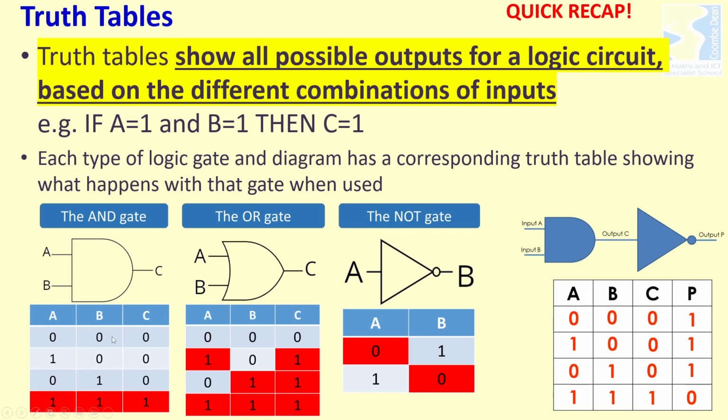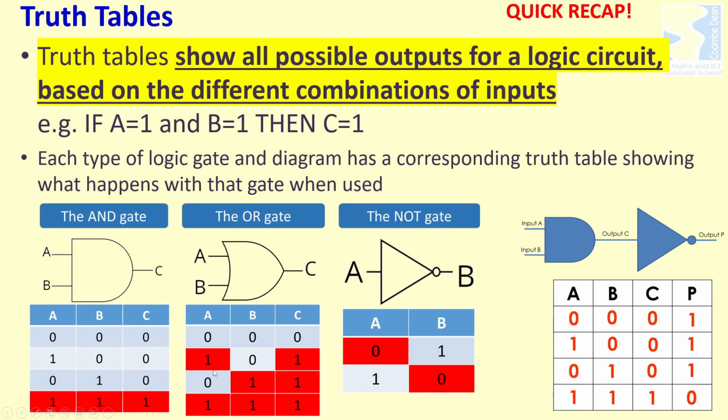Truth tables. So you've already seen these tables at the bottom here. That is a truth table. It shows all the possible outputs for a logic circuit or gate based on the different combinations of inputs. So whatever goes in produces an output basically. On the AND gate, remember, the output is off unless both of the inputs are on.